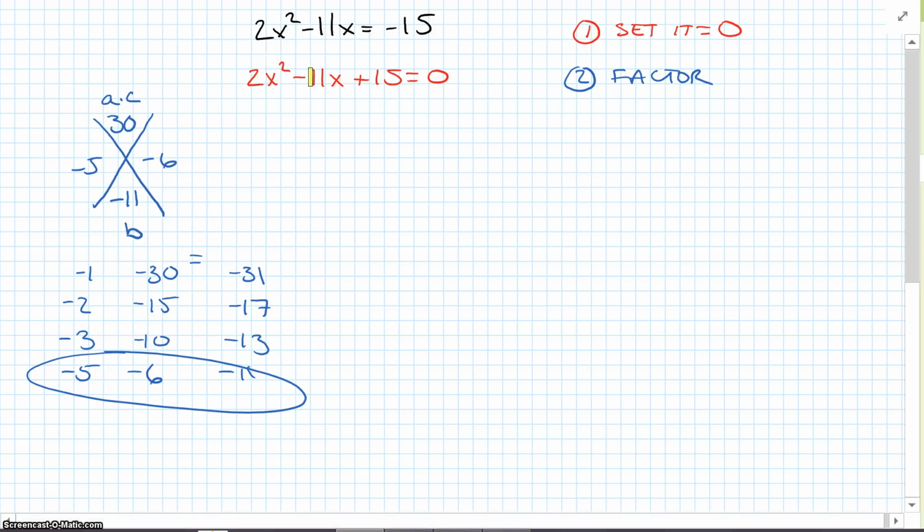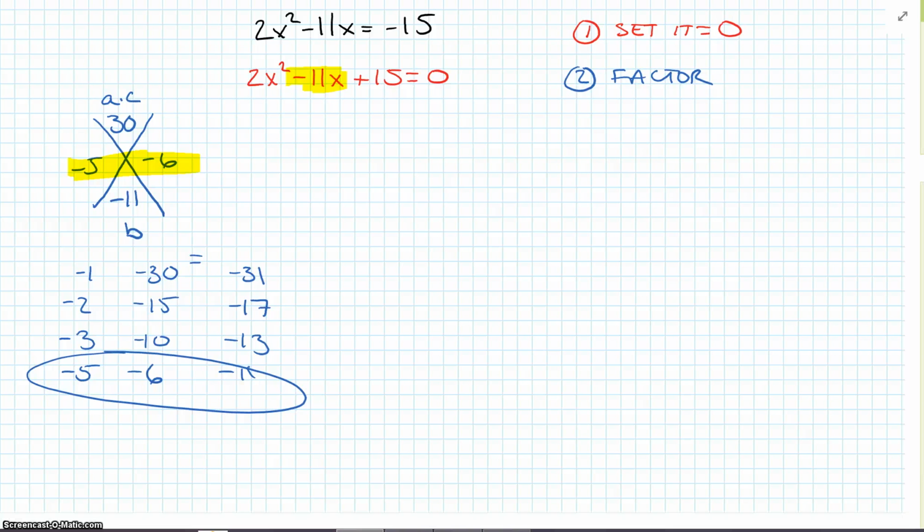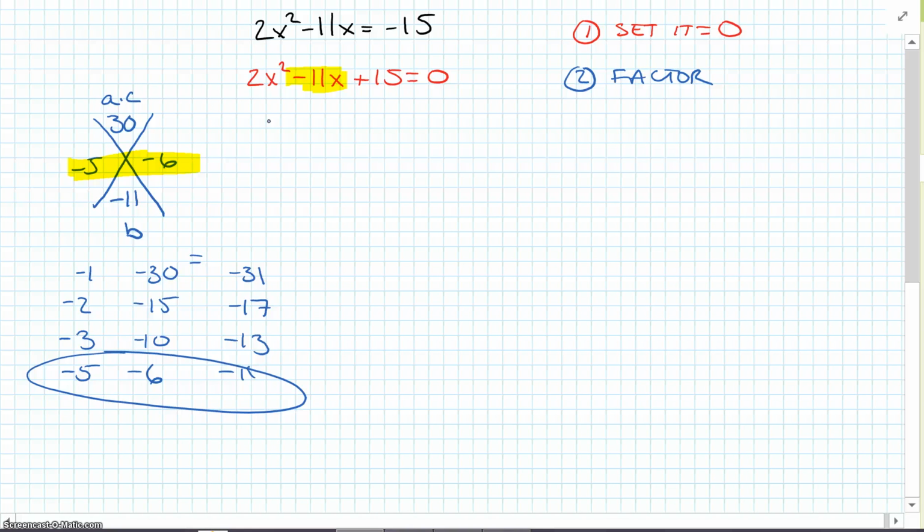Since our a value is not 1, we're just going to replace that negative 11x with the two factor terms and rewrite. So this is all still step 2. 2x squared minus 6x minus 5x plus 15 equals 0.